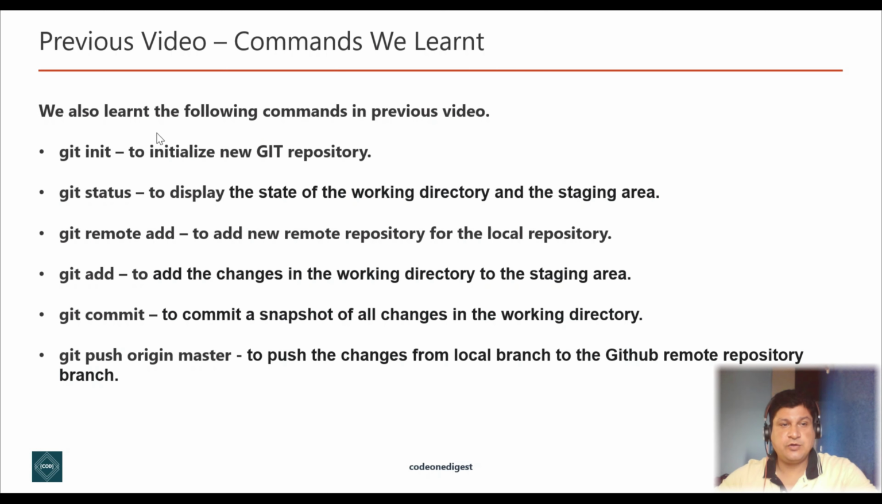So in the previous video, we learned some of these commands, like git init to initialize a new Git repository. To create a new Git repository, you use the git init command. Then the git status command is to display the state of your work in a directory and staging area, because you always work in the staging area till you commit your changes.